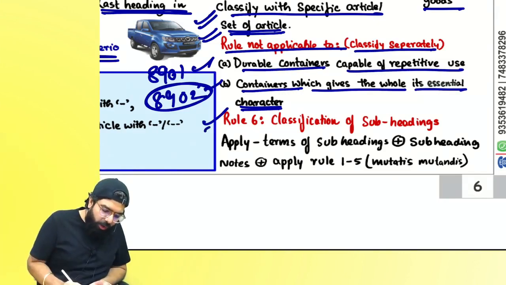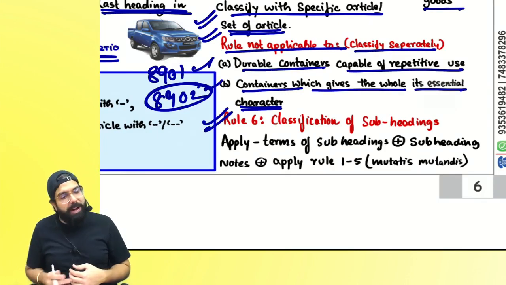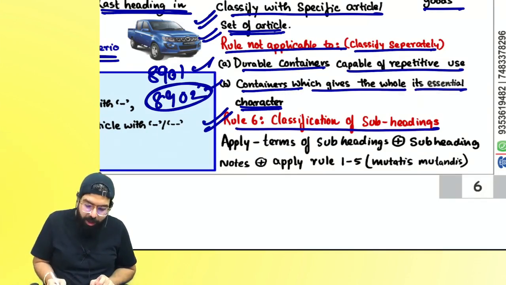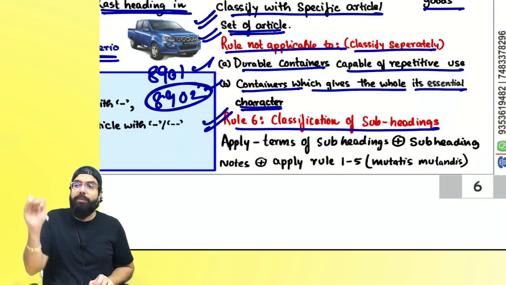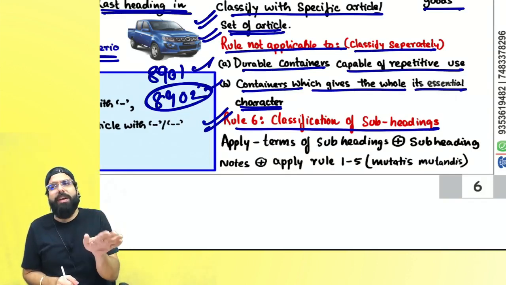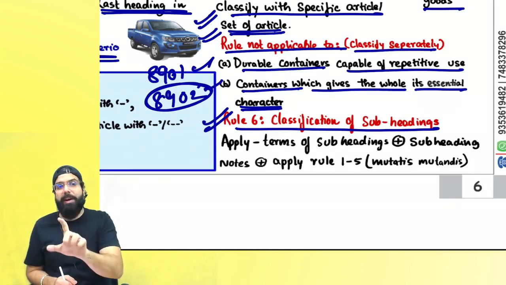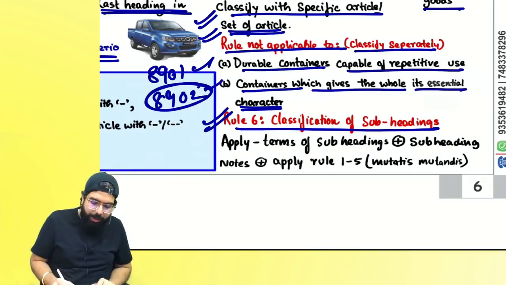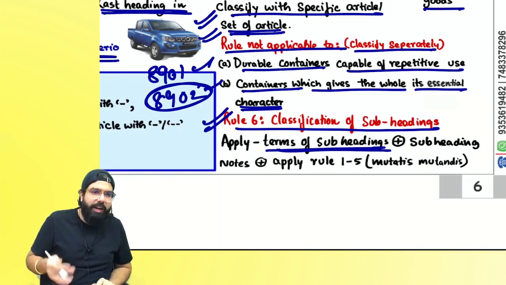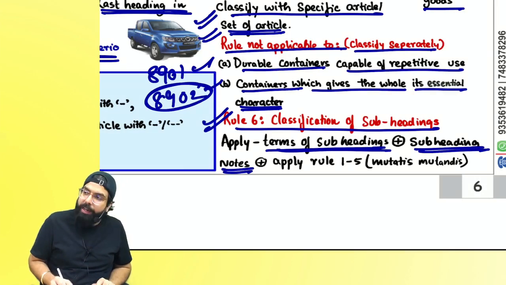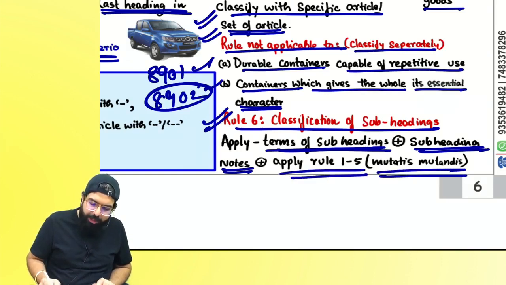Then there is rule number 6, which deals with classification of subheadings. Rules 1 to 5 we understood for classifying headings. Now if you want to classify a subheading, what to do? They tell you to read the name of the subheading, its terms, and then the subheading notes, and then apply rules 1 to 5 mutatis mutandis.